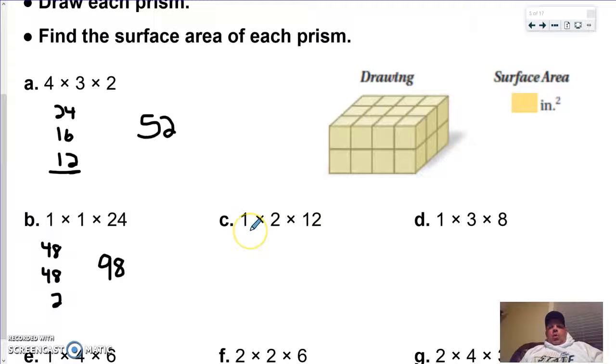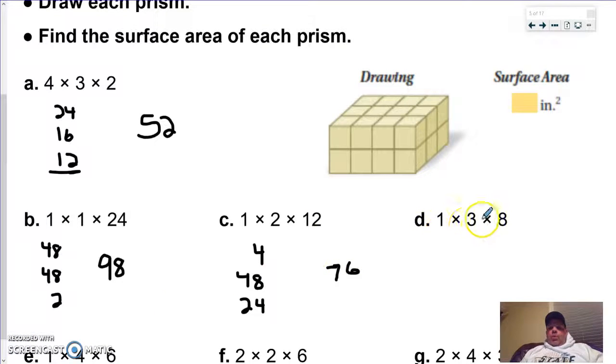In this one, we're going to have a 1 by 2 by 12. So I would have a 1 by 2 on the sides, which would be 2s. There are 2 of those, so we will have 4. We will have a 2 by 12, which is 24. There are 2 of those, which gives me 24 times 2, which gives me the 48. And then on the other side, I will have a 1 by 12, which is 12, times the 2 gives me a total of 24. And when I add those together, I get 12, 16, and I will have a total of 76 square units.